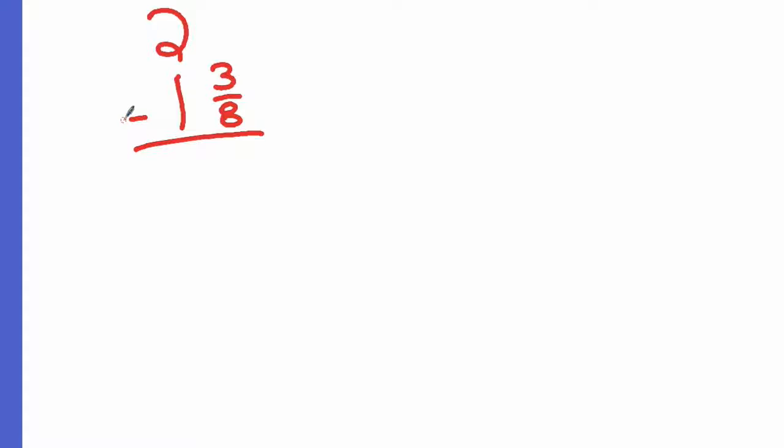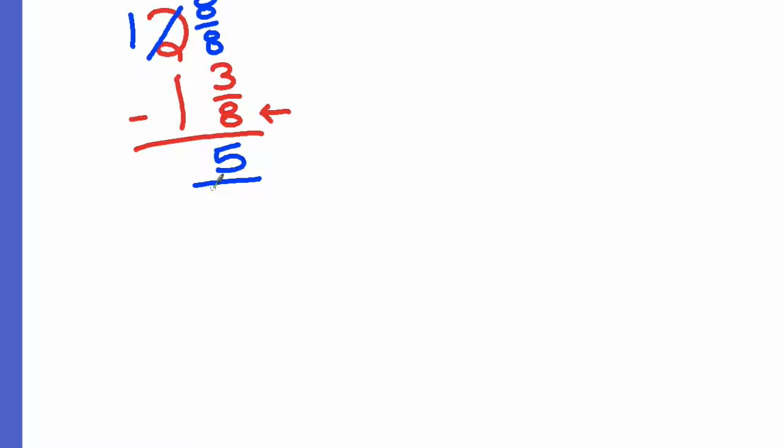Okay, so I'm going to borrow 1 whole. Now we've been talking about you need to look at the denominator. 8 is my denominator. So how would I make 1 whole using 8s? Okay, so I'm going to borrow 1 whole and do 8/8. What does my 2 become? 1. So what is 8 minus 3? 5.